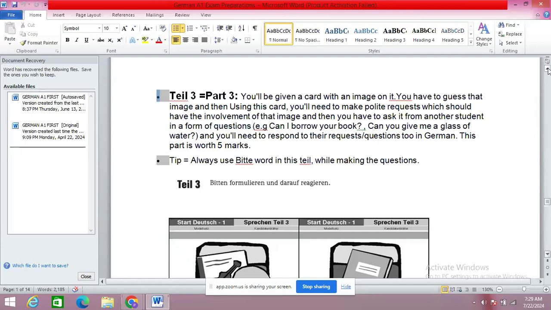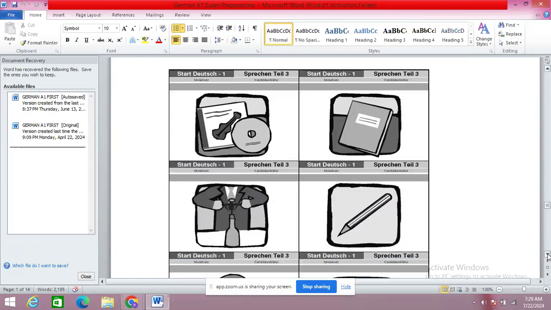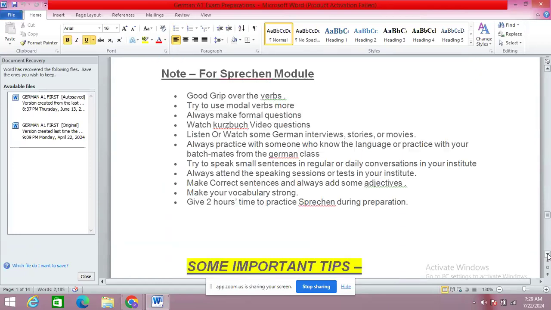Again, this will happen in a vice versa format. The other person is going to ask us a polite request, and we need to give the answer. One important tip: always use the word Bitte when you are making the question in this style. The word Bitte is very, very important and needs to be included here. Bitte means please. It should be included in our expression module.